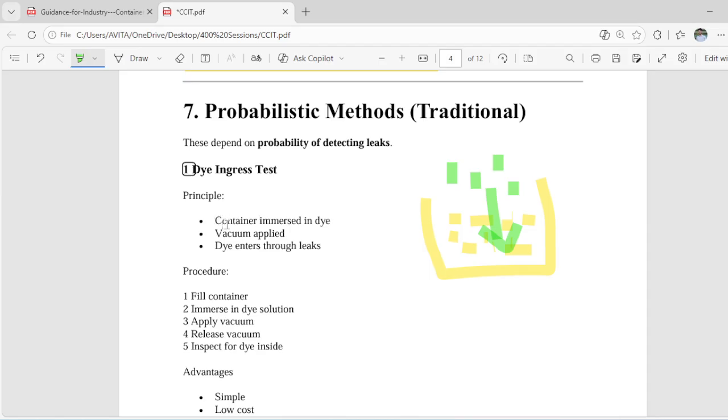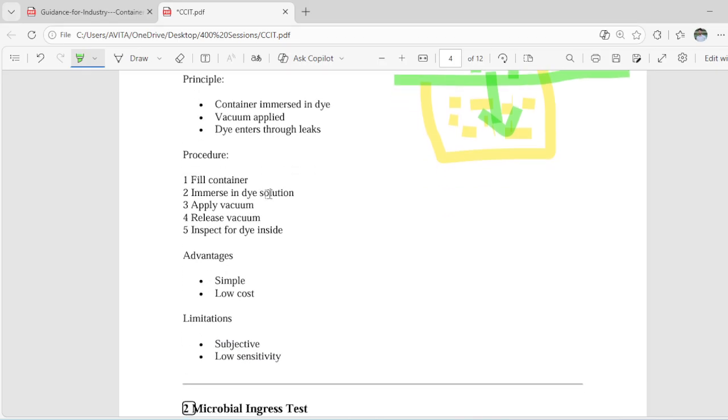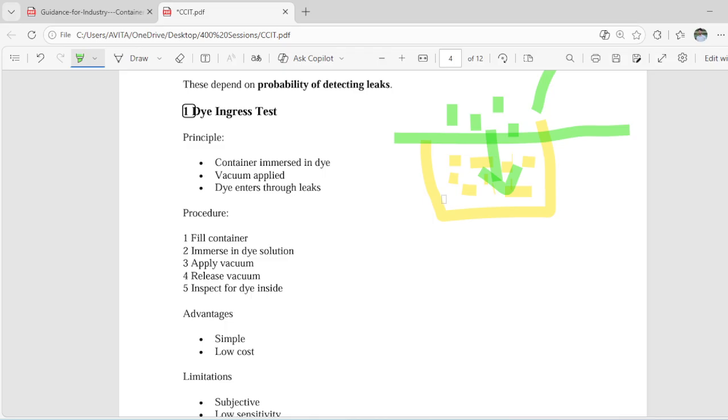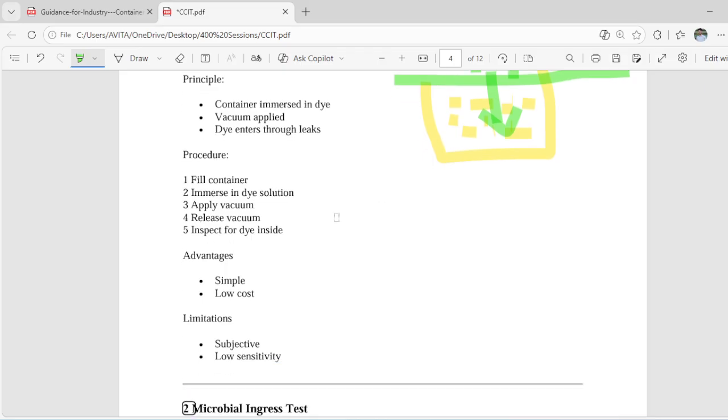So the principle is the container is immersed in a dye and vacuum is applied, and the dye enters through the leaks. If there is a leak in our product container closure, then this dye will enter our product. So that's how it's tested. Procedure: simply fill the container, then immerse in dye solution, apply vacuum, release vacuum, and inspect for dye inside. If there is dye present, that means the container has lost its integrity. That's why dye entered our final product, and that's how the test fails. So dye should not enter.